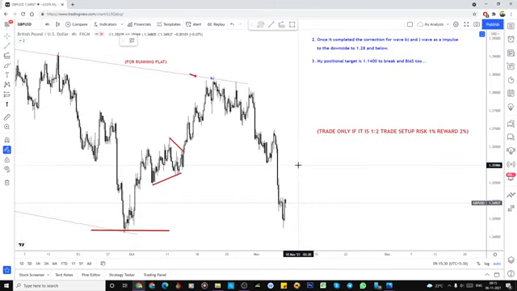But later on, because I'm not trading GBP USD, as you know very well if you are following me for the past 2 years.